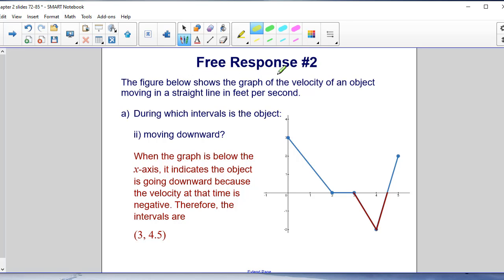Continuing with our free response question number 2, part A, this time we're going to be looking at number 2, when is the object moving downward? And that occurs when the graph is below the x-axis, and that goes from 3 to 4.5. So in blue, I'll highlight this. All of this range right here, all these y values are negative. They're below the x-axis. That indicates that the particle or the object is moving downwards. So when the graph is below the x-axis, it indicates the object is going downward because the velocity at that time is negative. Therefore, the intervals are from 3 to 4.5.